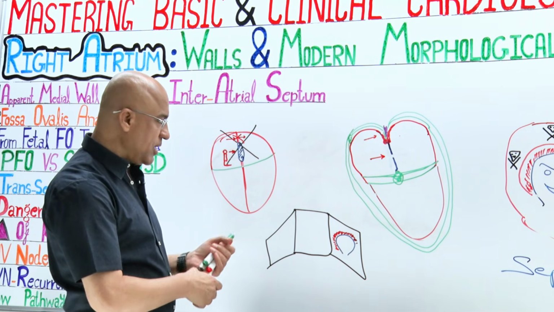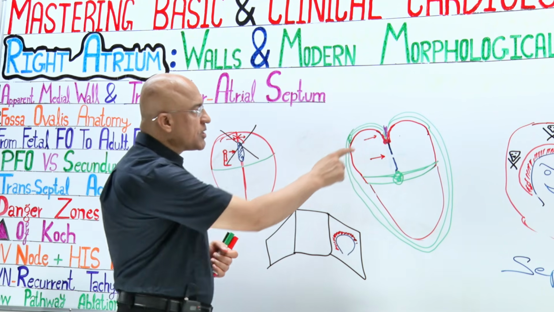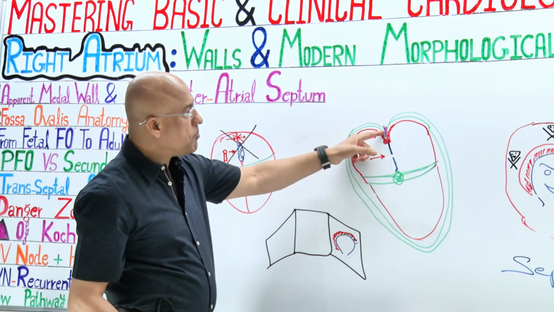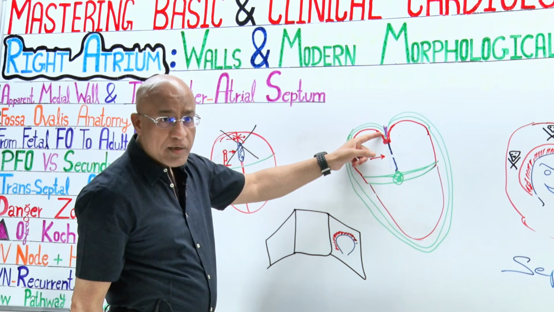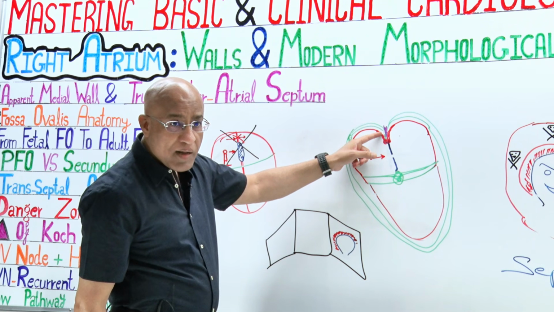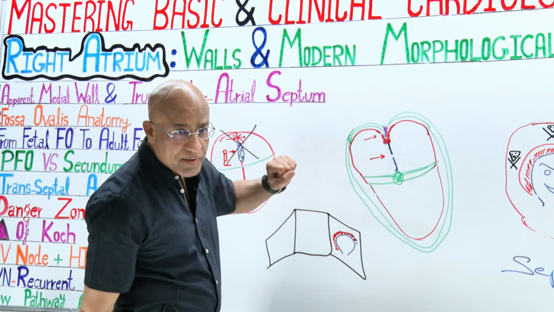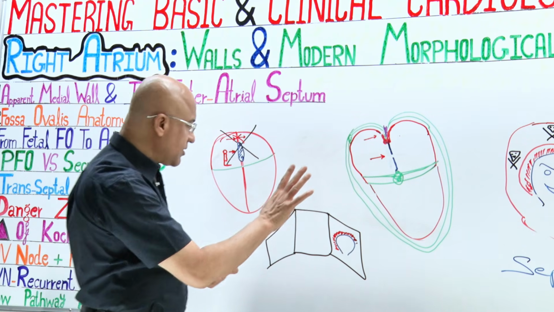Why you will be in trouble? Let me tell you. One thing I told you, that if you puncture from this area, you can go to the pericardium, and you can lead to cardiac hemopericardium or cardiac tamponade, right?